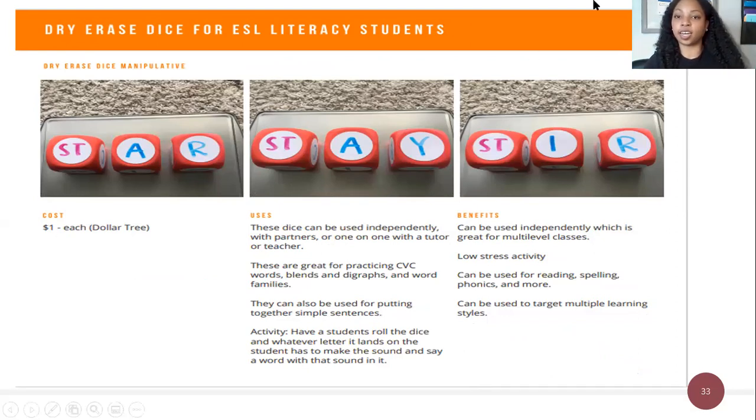An activity that I would do with these is have a small group, have all of the dice, and have a student roll the dice. Whatever letter it landed on, the student would have to make that sound and then say a word with that sound in it. Of course, because these are dry erase, you can use sounds and letters that are appropriate for the vocabulary you're working on in class during your lessons.